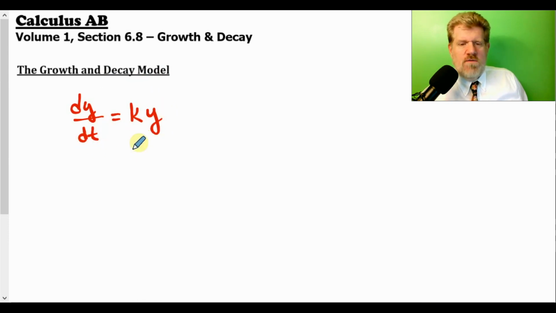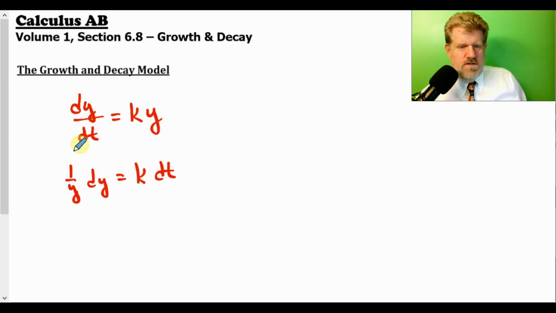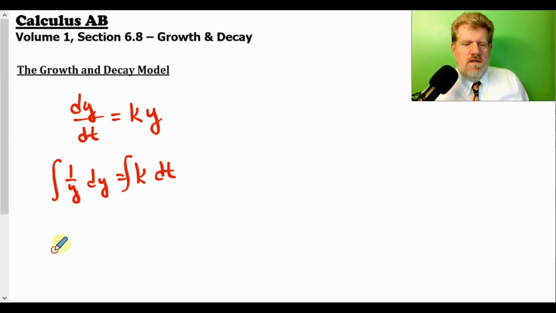So we're going to divide both sides by y. You get the y's over here. Going to multiply both sides by dt. Remember, k is a constant, so it doesn't matter what variable we're using. So now that it's separated, we're going to integrate it. So this is the natural log of y equals k times t plus a constant.